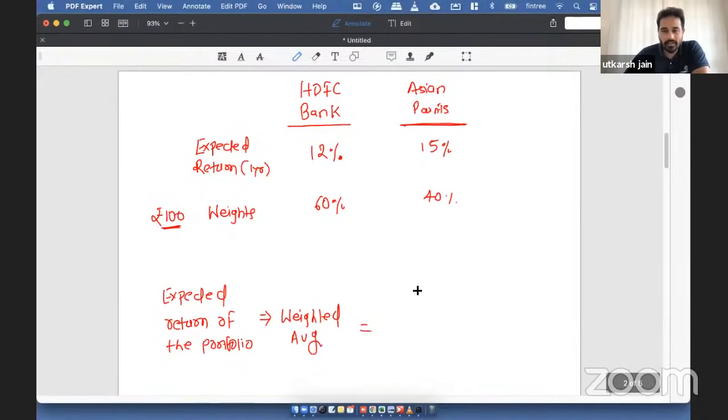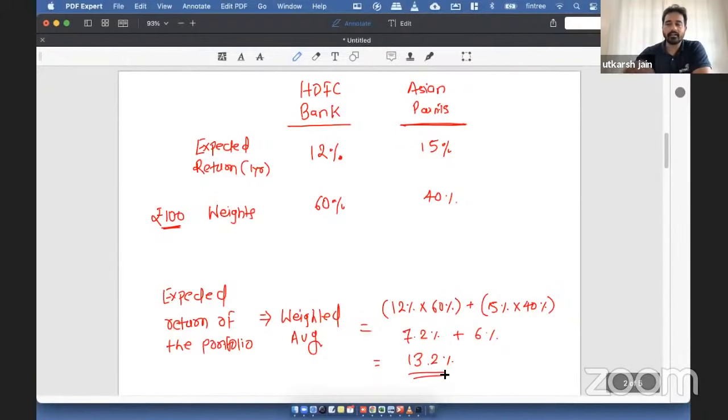How do you calculate a weighted average? 12% into 60% plus 15% into 40%. Okay, so what are we looking at? This is 7.2 and this is 6. So we are looking at 13.2% as the expected return of the portfolio. Okay, so this is our building block 1.